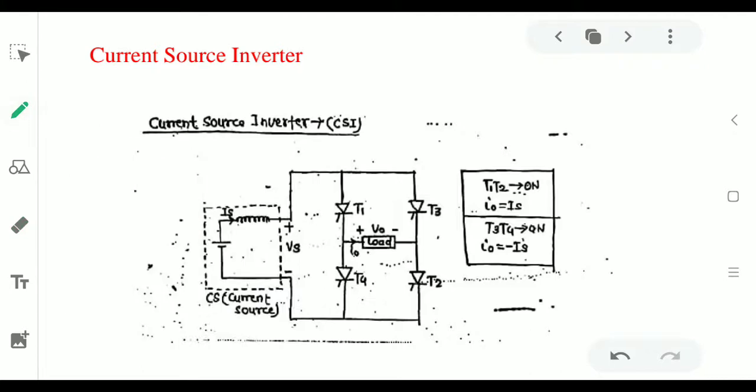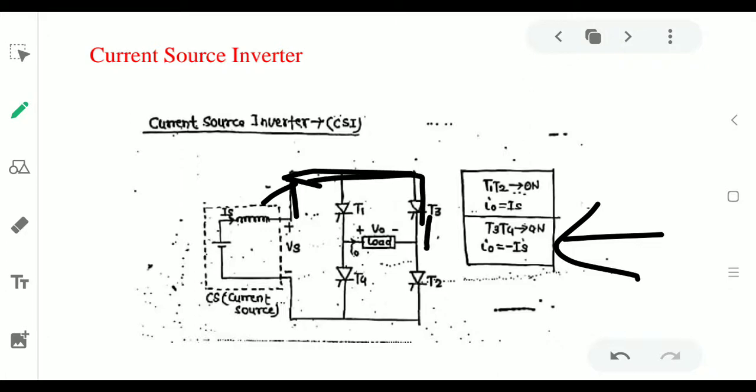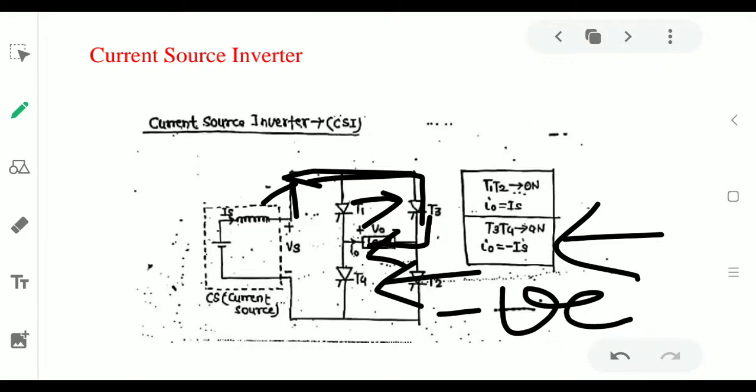Now coming towards mode 2, in which T3 and T4 are on, what will happen? The current will go here. Now T1 and T2 are turned off, so current will obviously go in this direction through T3, and it will be coming in this direction. Now we have considered current going in this direction as positive, so current going in this direction will be treated as negative.